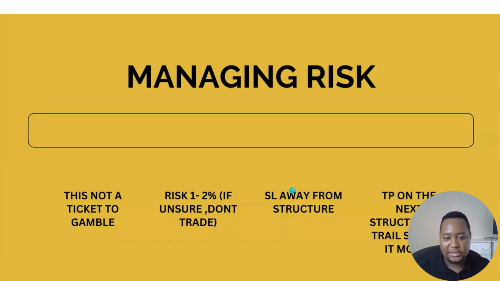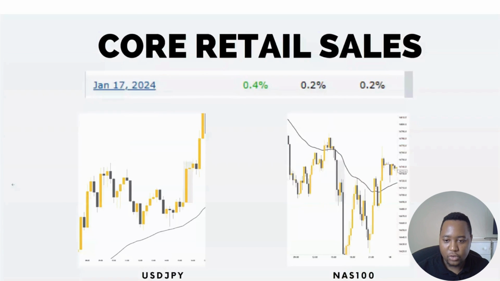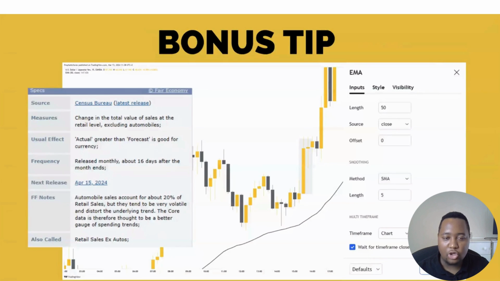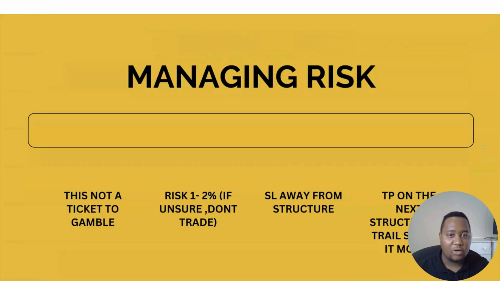Okay. And of course, SL away from structure. So I'm just going to make an example here so I can show you. If you would have entered the trade over here, at least put your stop loss away from structure. So from the previous structure, which is the higher low, put it away from structure, so that if at any point the market is more volatile than usual and it spikes, it does not spike into your stop loss, because that's a similar pattern that other news events like to do. And of course, take profit at the next structure or trail your stop as it moves.